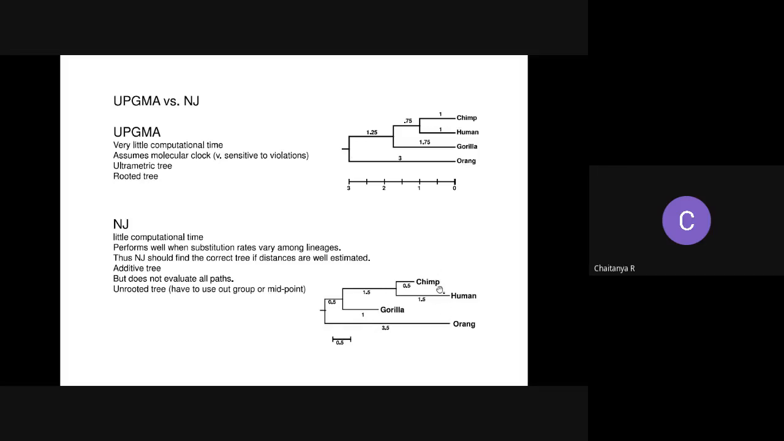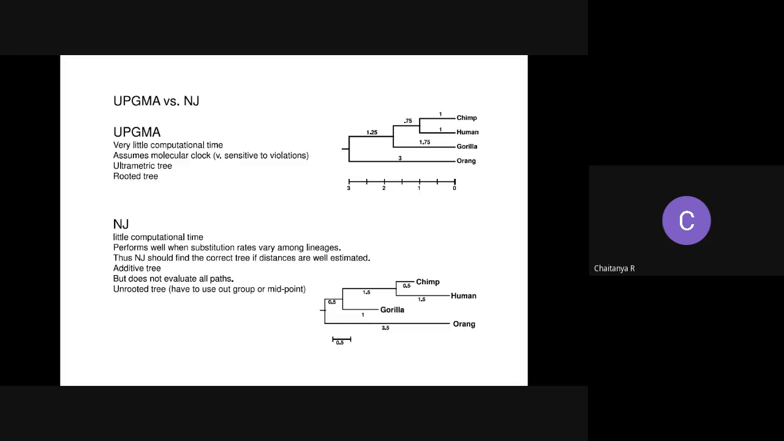Neighbor joining, however, does not assume that, right? As you can see, chimps have evolved at a very slow pace from their most recent common ancestor with humans, whereas orangs have so much of evolution happening along that lineage, right? So this is primarily the difference between these 2 methods, though both methods use distances to build trees.